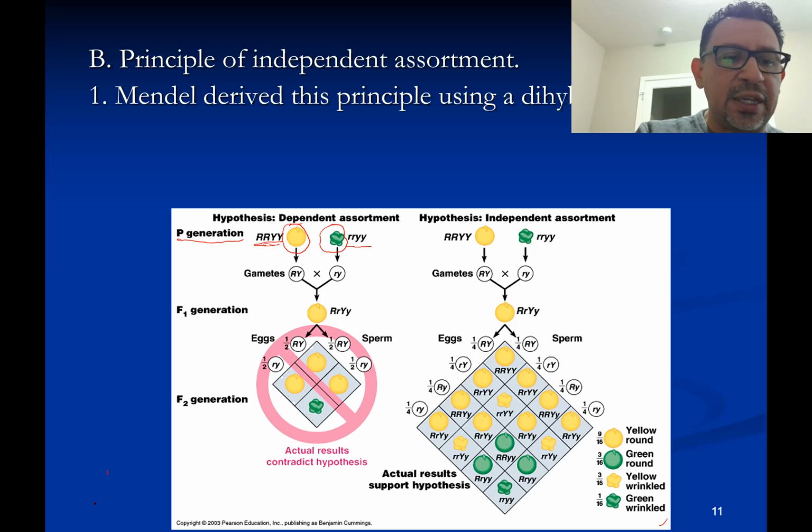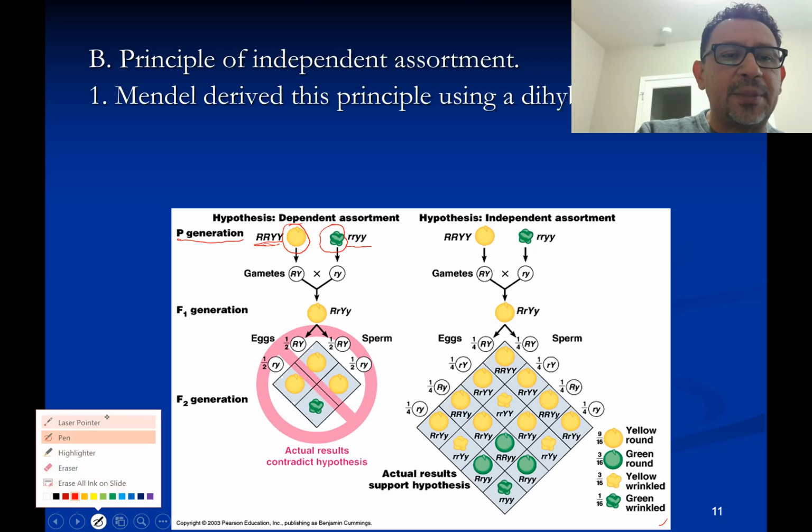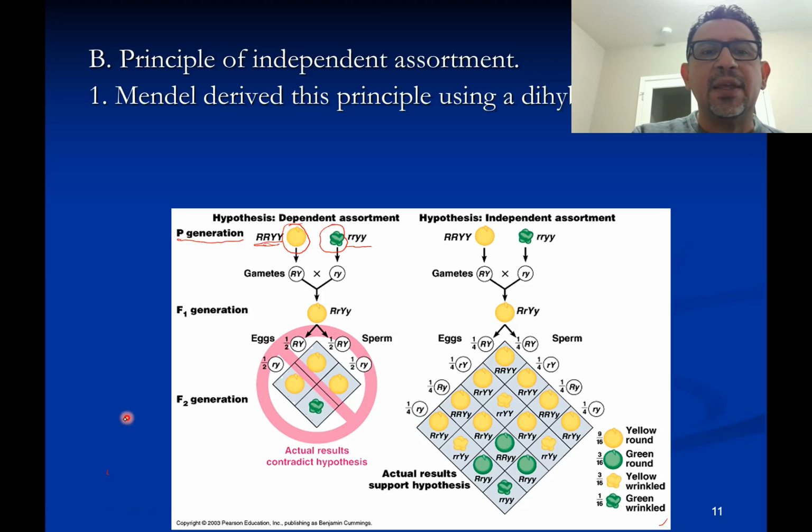I'm going to be switching here to laser pointer mode so I don't make a mess out of this slide. So for this parent that is producing the round and yellow seeds, there's only one type of gamete that they can produce. When the capital R and the capital R get separated, we're still applying the law of segregation to figure out the gametes involved in this type of cross.